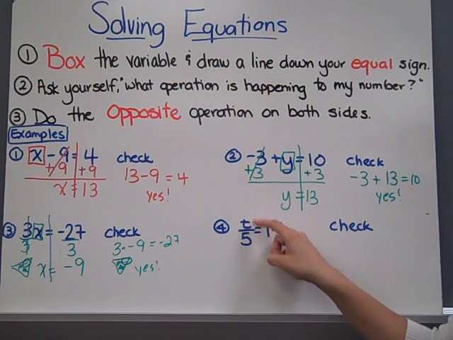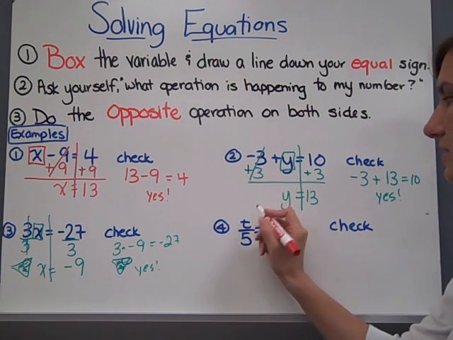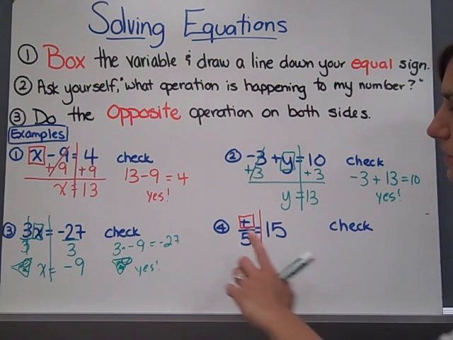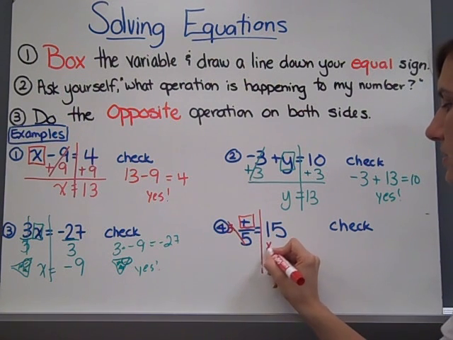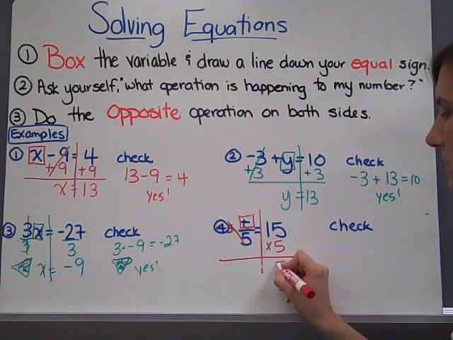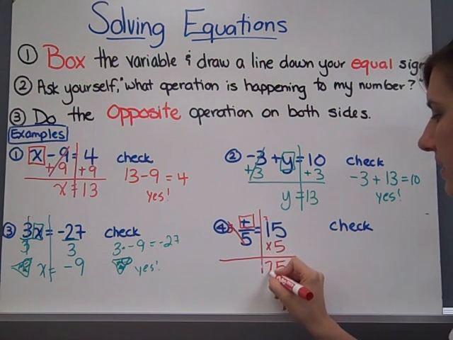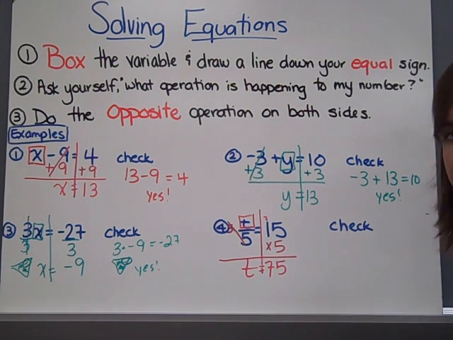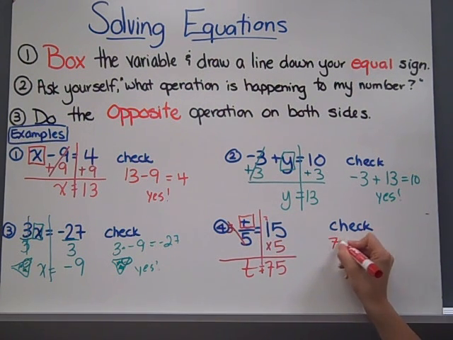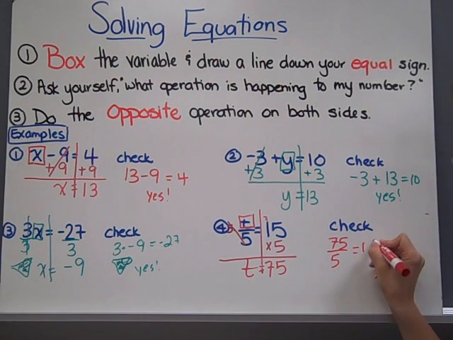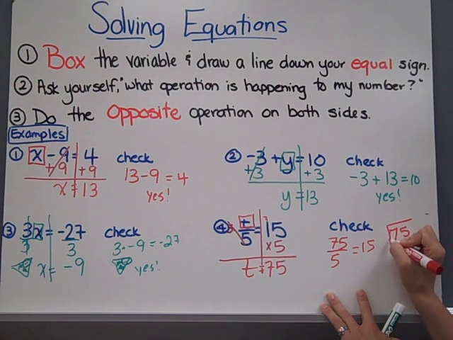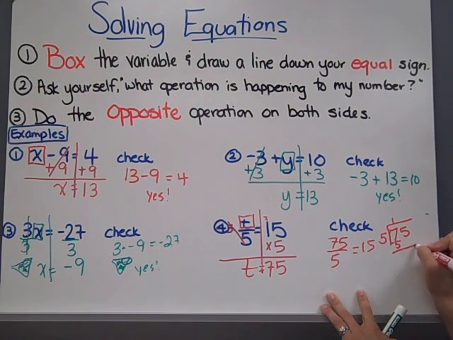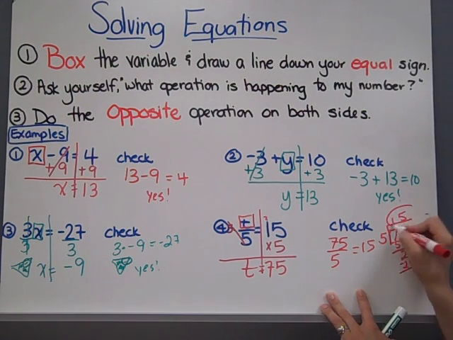Number 4. Even though this is a fraction, fraction is the same thing as division. So I'm going to box my variable, draw the line. This is t divided by 5. So the opposite is multiplying by 5. And then I multiply by 5 on the other side. So I need to go through there and do my math. And I get t is equal to 75. Then I'm going to check. And just don't write this unless you actually know that 75 divided by 5 is 15. I would go off to the side and actually check your work. So I end up with 15, so yes.